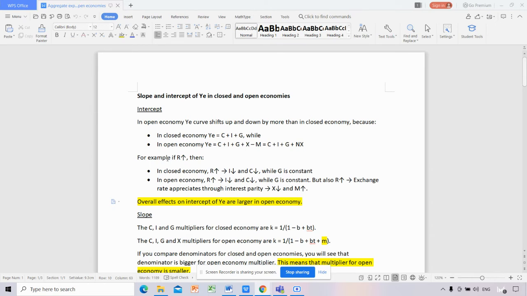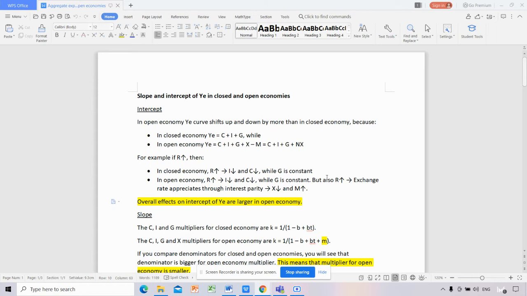Imagine that interest rate increases. If it is a closed economy, the only effect will be from the money market to the goods market. Interest rate higher, investment lower, consumption lower, G constant, and aggregate expenditure decreases by a certain amount. But what will happen in the open economy? In the open economy, we will continue to have this same effect: interest rate up, investment down, consumption down, but also there will be an additional effect due to the openness of the economy.